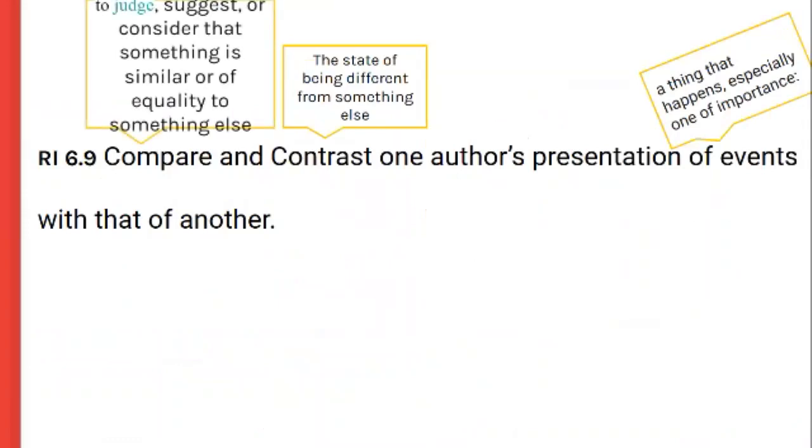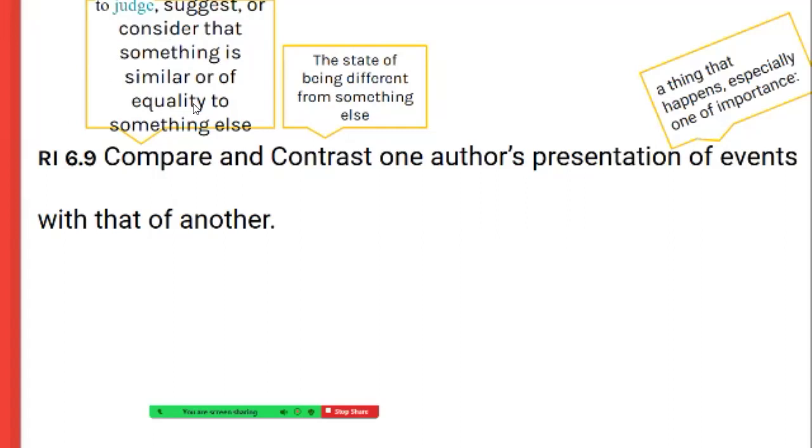Now let us look at our standard for today. RI 6.9, compare and contrast one author's presentation of events with that of another. The word compare means to judge, suggest, or consider that something is similar or of equality to something else. And contrast means the state of being different from something else. The word events mean a thing that happens, especially one of importance.